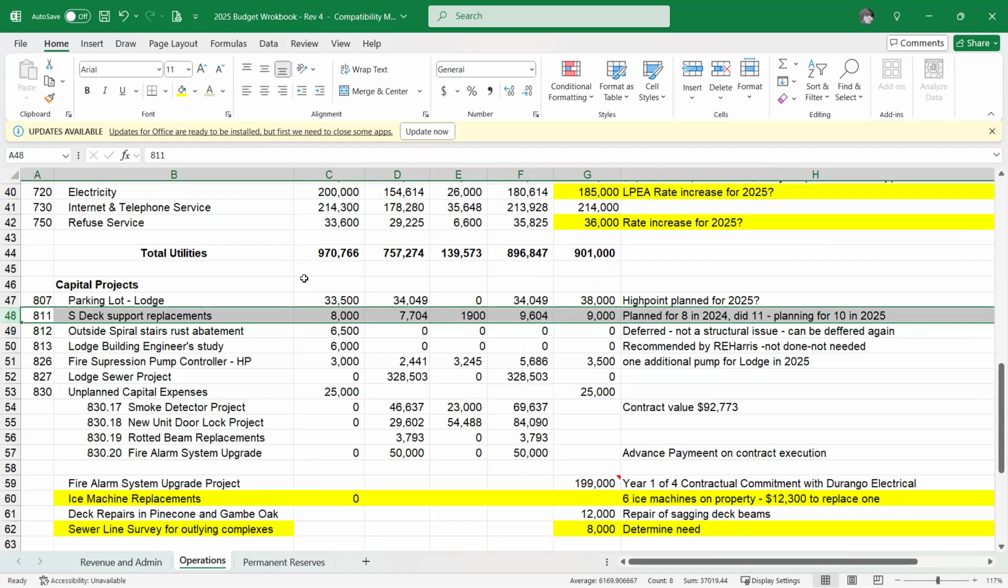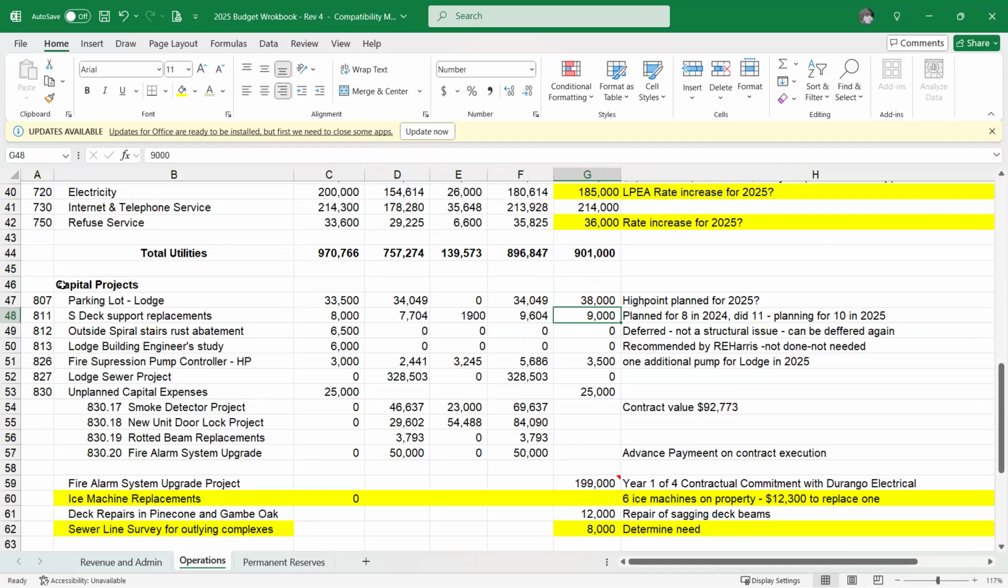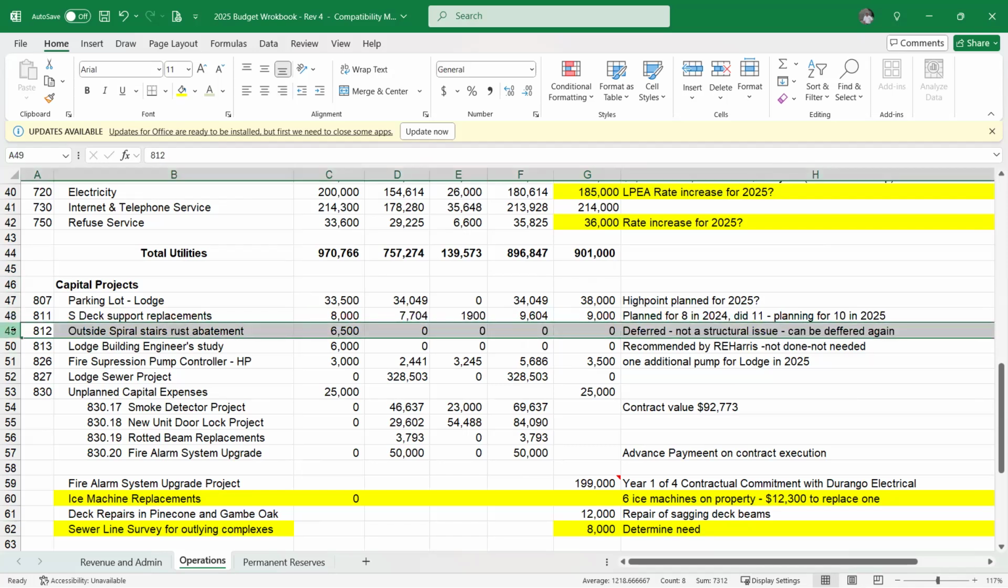So that's that. I got this number from Bobby, so it's pretty solid. Outside spiral stairs, rust abatement. We budgeted for this, but we deferred it because it's not a structural issue. I talked to Bobby about it, and we could defer it again if we want to.